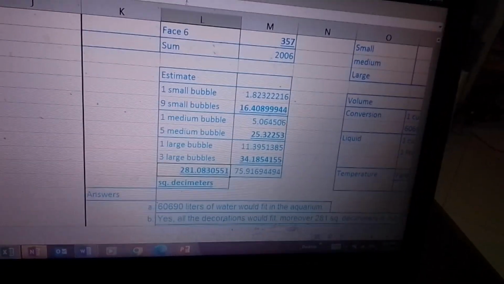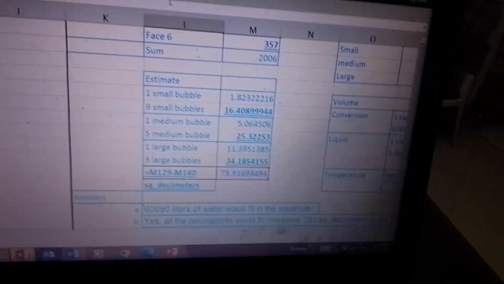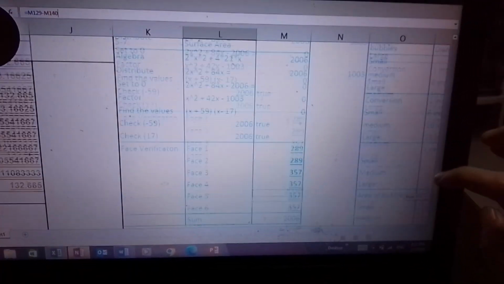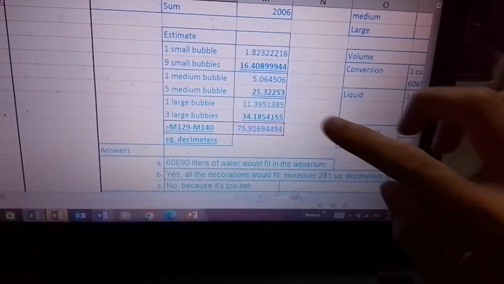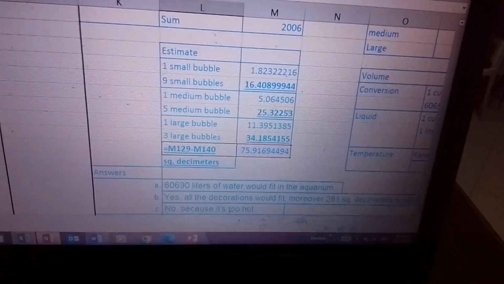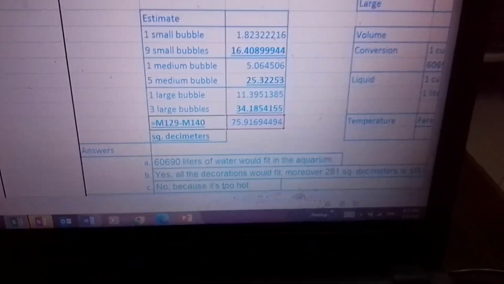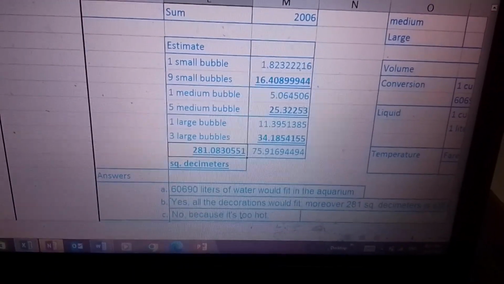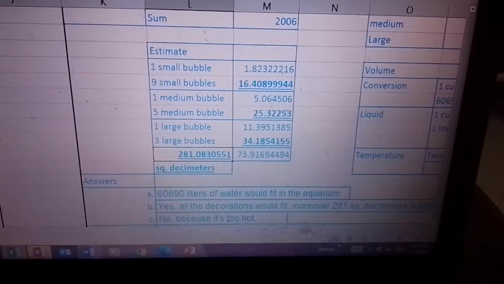Then, you might be asking me where did I get this? The 281. It has to do something with the area of one face. Remember, the area of one face is this, tama? Area of one face, which is 357, minus the sum of all the areas of all the bubbles that will be put on one side of the aquarium. And that should be your answer. 281.08. So that's the remaining space left.